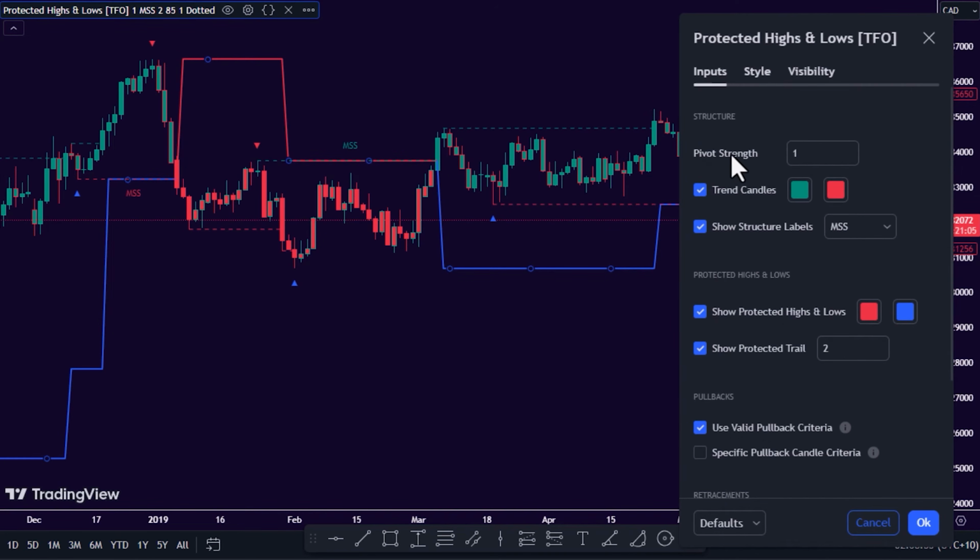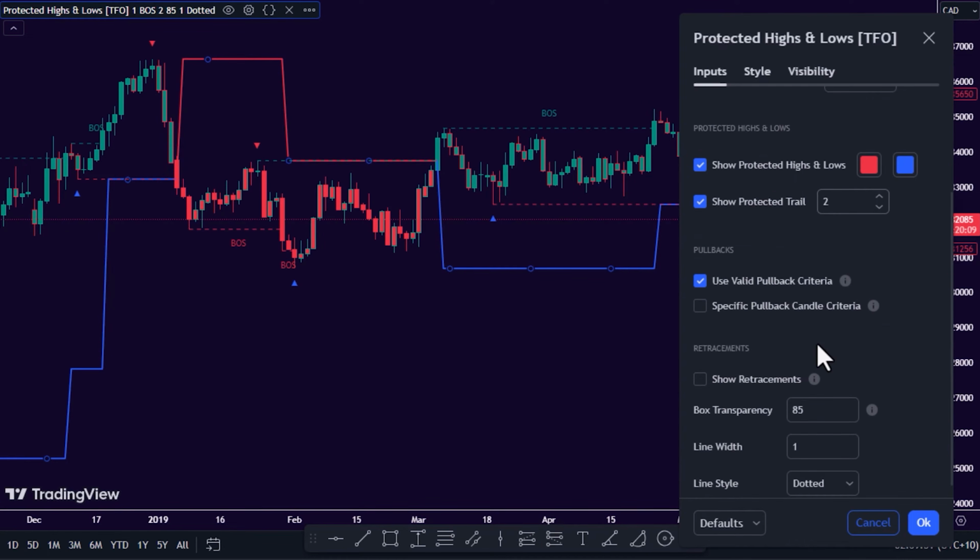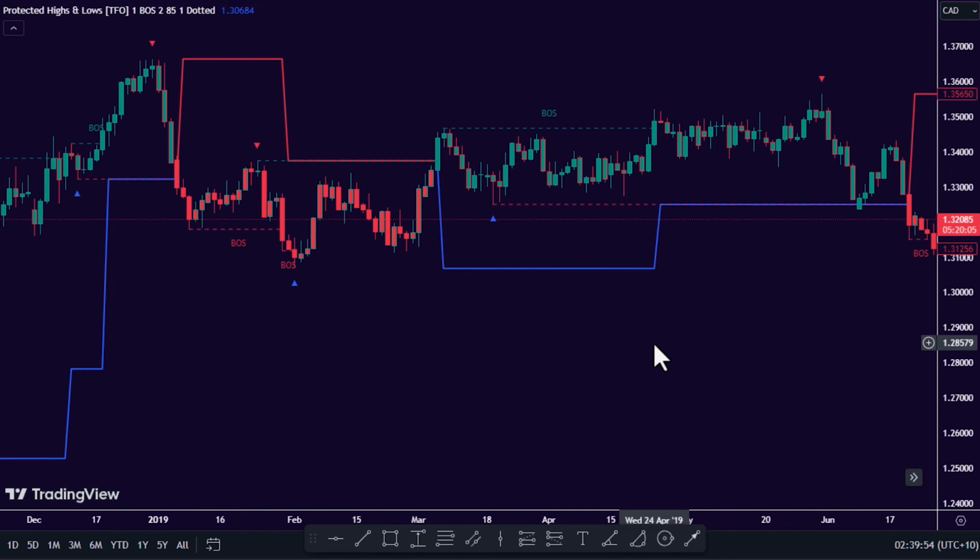There is the pivot strength set to 1. The trend candles by default are green and red. By default, the show structure label is MSS. Change to break of structure, BOS. In general, the term break of structure, BOS, could refer to a technical analysis concept where the price of an asset breaks through a key level of support or resistance on a price chart. A break of structure might signal a potential shift in the market trend or momentum, and traders may use such events to make trading decisions. Show protected highs and lows are red and blue. Show protected trail is 2. Other settings can be modified by traders to suit their trading styles.